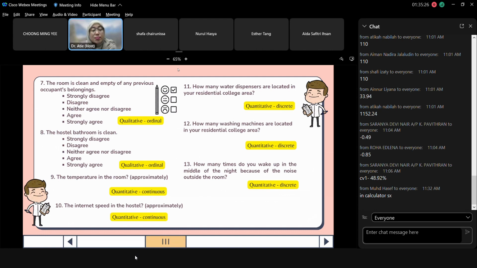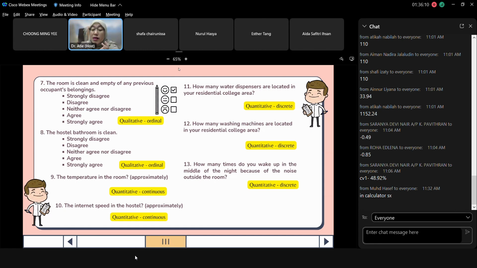Okay, it's just the temperature in the room, right? So is it in Celsius or in Fahrenheit? You need to be more specific because your respondent wouldn't know your expectation, right? And the same thing with the internet speed in the hostel. What do you mean by speed? What is the measurement of the speed that you want? So you just put maybe a dash, for example, dash Celsius for the temperature, something like that, right?